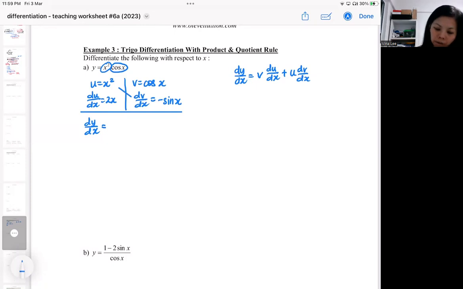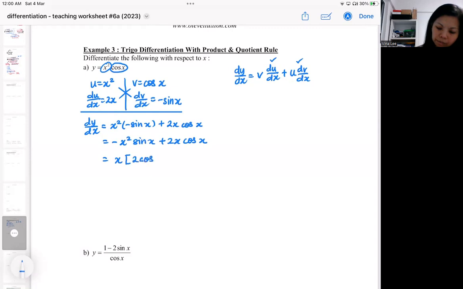So in this case, I will combine x squared and minus sine x. I think some of you will be more used to writing this first than this. So it's fine because product rule is a plus, so you can plus it, doesn't matter. Okay, then add the other one. So that will be 2x cosine x. So in this case, this is my answer. There's not much simplification here, only maybe taking out x as a common factor. So this is the only simplification.